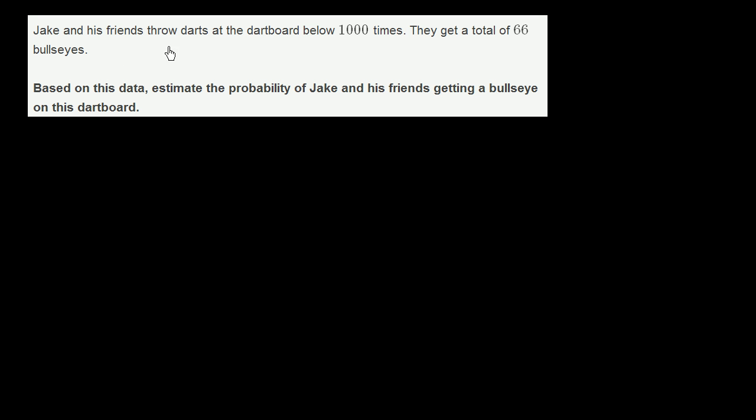Jake and his friends throw darts at the dartboard below 1,000 times. Well, actually, I don't have a picture here of the dartboard, but it's not too hard to imagine a dartboard. So let me draw a little dartboard here. You get the general idea. They're throwing darts at a dartboard, and they're going to throw it 1,000 times.